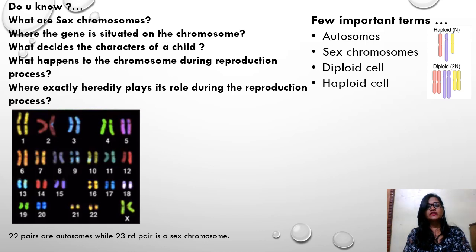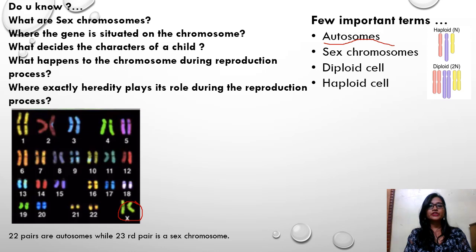Out of these 23 pairs of chromosomes, 22 pairs are autosomes, while the 23rd pair is the sex chromosome. This sex chromosome pair decides the sex of the offspring or the zygote. Apart from this last pair of sex chromosomes, chromosome pairs 1 to 22 are called autosomes. What are autosomes?